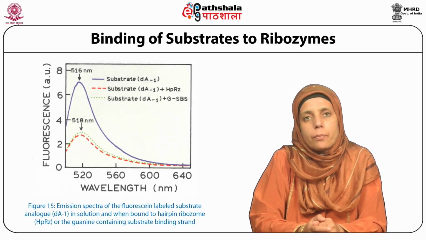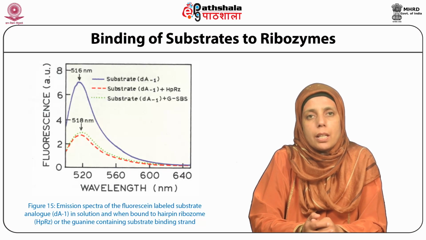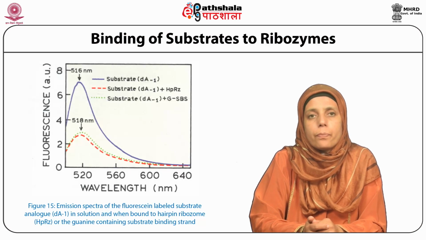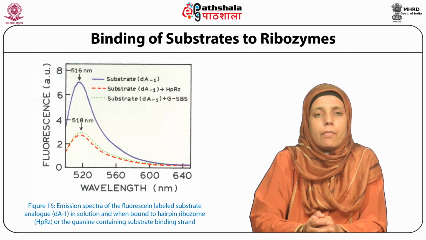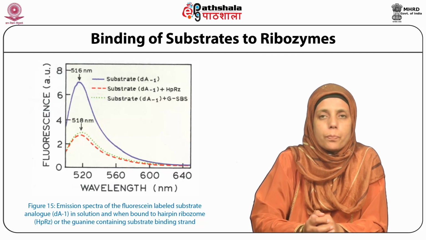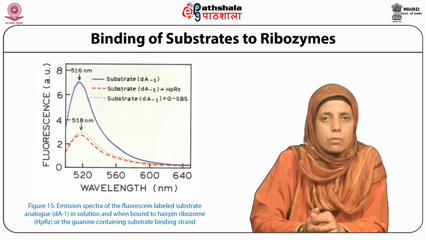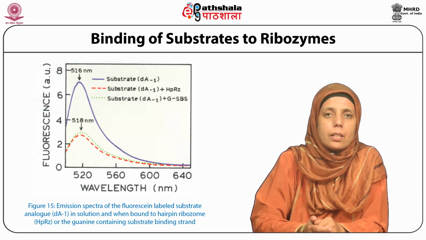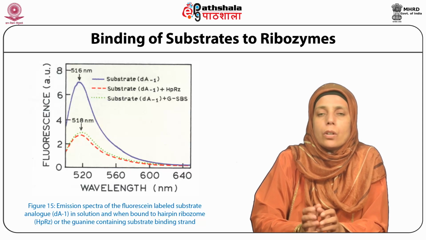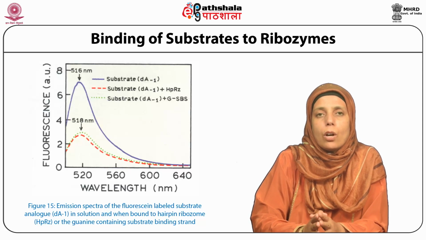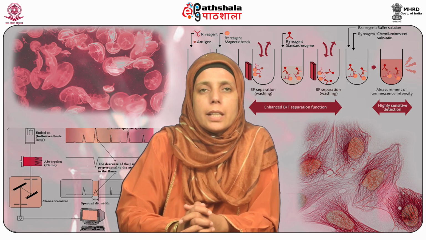Here you can see the emission spectra of the fluorescein labeled substrate analog in solution and when bound to the hairpin ribozyme or the guanine containing substrate binding strand. You can see the difference in the intensity of the fluorescence of the two.